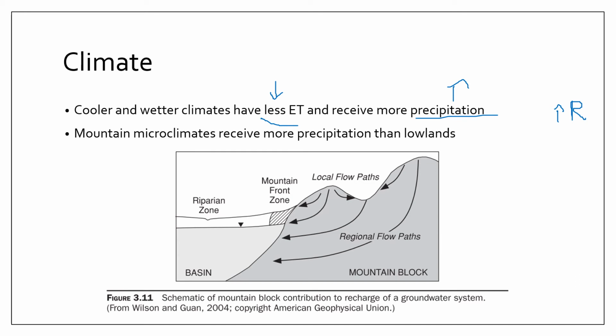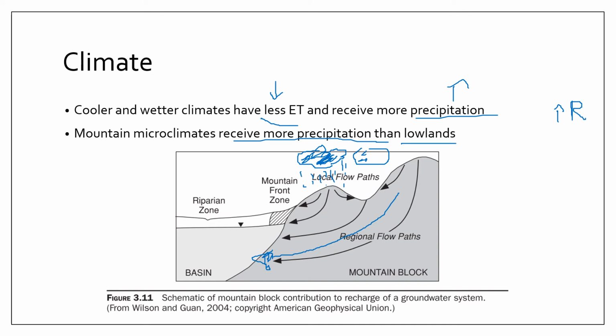Another thing here is that mountain microclimates, or high elevation areas, receive more precipitation than your low-lying areas. I think this is easily observed if you travel to Baguio or Sagada. You are essentially getting rainfall every 3 p.m., every 2 p.m. So you get a lot of water in your mountains, and they actually contribute a lot of recharge to your low-lying areas.